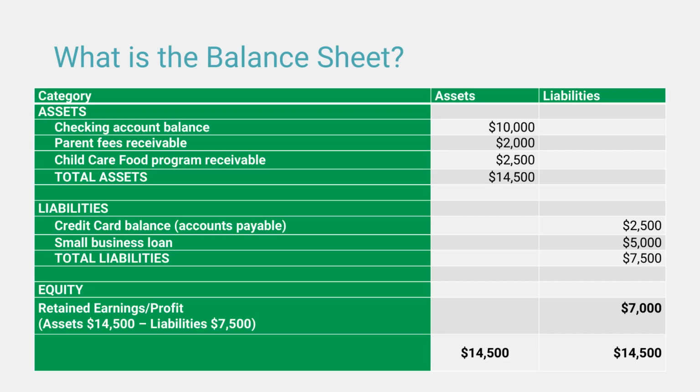Let's look at Luz's balance sheet for last week. In this case, Luz has a good amount of assets, including cash in her bank account and funds receivable. She has some money owed on her credit card and has a business loan, but even with those debts, she would still have $7,000 left over in earnings, that is, assets of $14,500 minus liabilities of $7,500 equals $7,000.